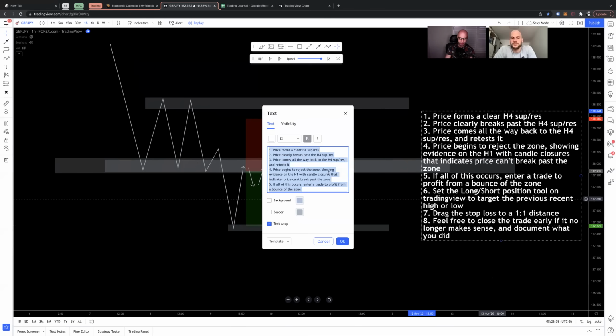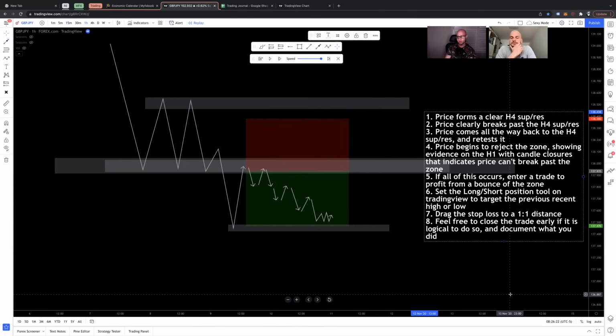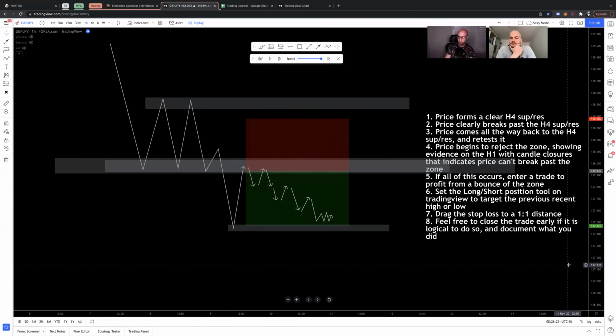So in fact, let's simplify this even further. Feel free to close the trade early if it is logical to do so. That way it's a little bit more simple. Feel free to close the trade early if it is logical to do so. So this right here, I'm with you. If it's like 3 pips from the target and I'm trying to go to bed, and it's only going to be an extra $300 if it hits the target, I'm going to be like, I'm out. I would just close it. And then you'll wake up the next morning and you'll see it did this. You're like, shit. Okay, cool.